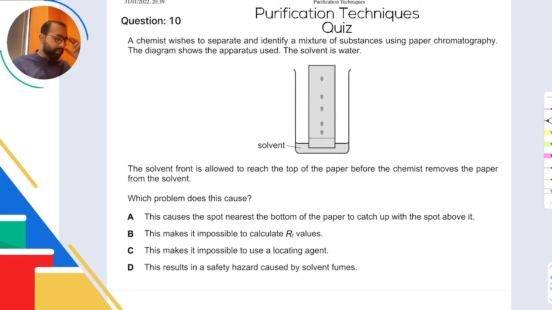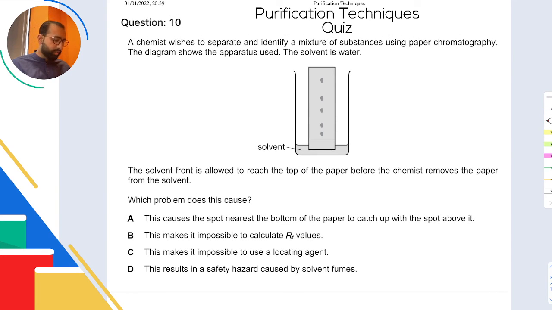A chemist wishes to separate and identify a mixture of substances using paper chromatography. You can clearly see that they run the chromatography and you have an impure solid because there are so many different spots. The solvent front is allowed to reach the top of the paper before the chemist. Oh, that is a mistake you should avoid, because now we have no idea where the solvent front is, because if the length of the paper is too small, or if the solvent is allowed to reach the top, then it becomes really, really difficult to figure out the Rf value. We do not know where the solvent front is. So this makes it pretty much impossible to use the Rf value.